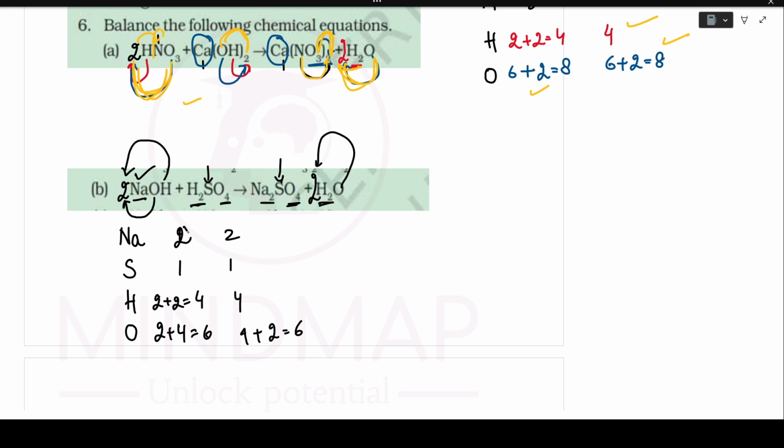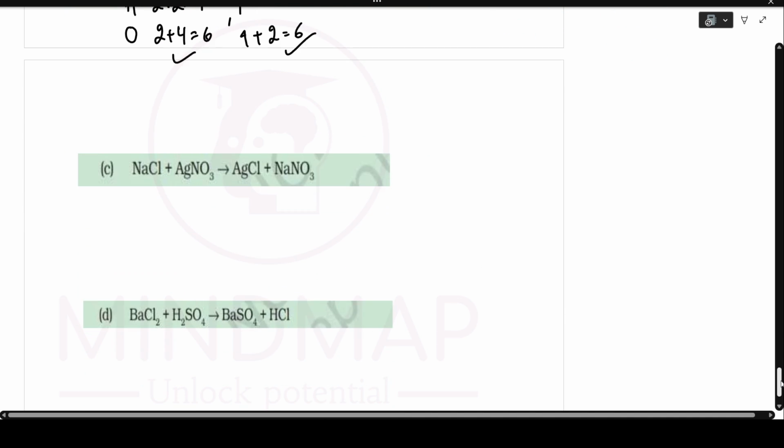Now recheck the equation. Sodium is 2 and here also 2. Sulfur 1 and 1. Hydrogen here is 2 plus 2, 4. Here it is 4. Oxygen here is, see here, 2 and 4, 6. Or here oxygen is 4 and 2, 6. Hence, the balanced equation.